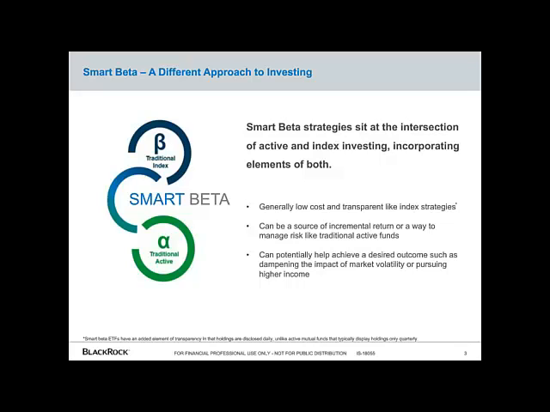Thank you for that. This next question goes back to more about the size of the smart beta market today and how much capacity do you think there is for new assets in that space?